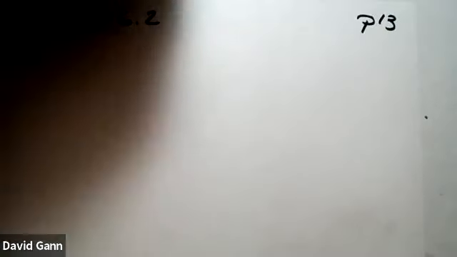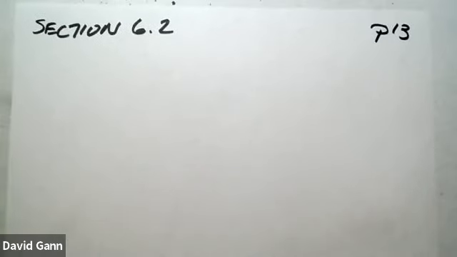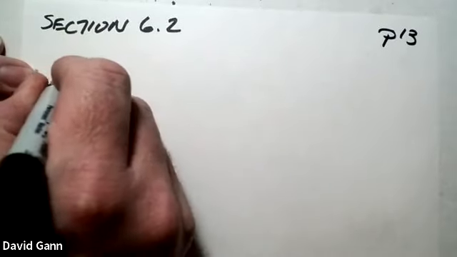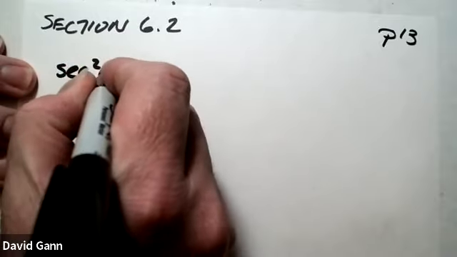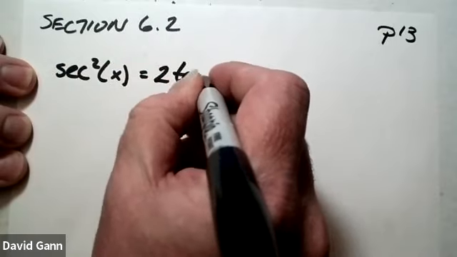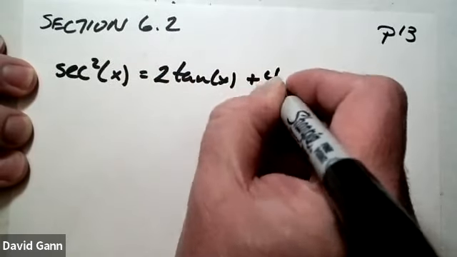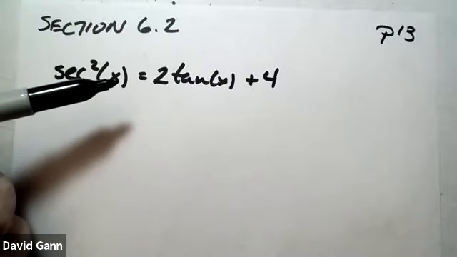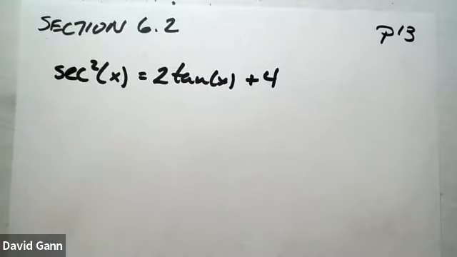There's a couple of major kinds of common problems that you might see, and let me write one down and show you what I'm talking about. So secant squared of x equals 2 tangent of x plus 4. Now, the problem here is we've never talked about how to do this with two separate functions unless they're trivially factorable, and this is not.